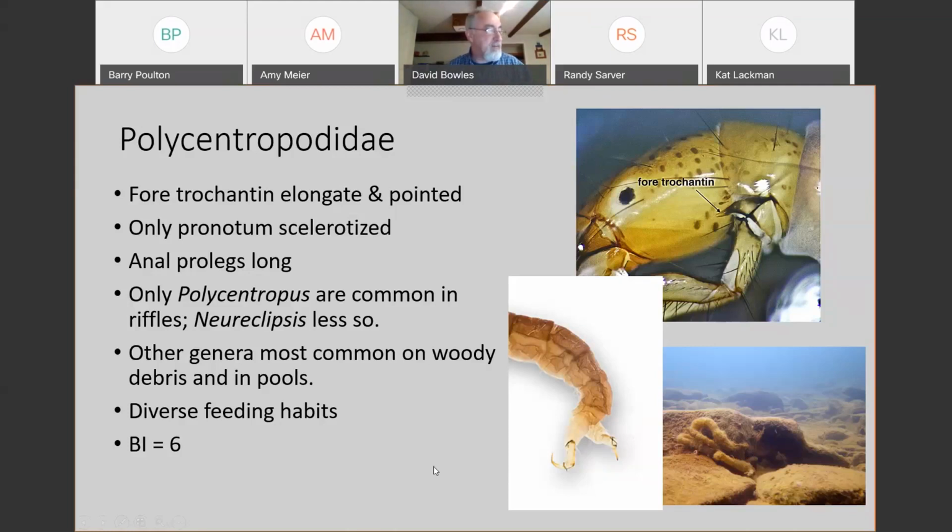Their biotic index is a 6, and I think for a family, that's probably pretty accurate.